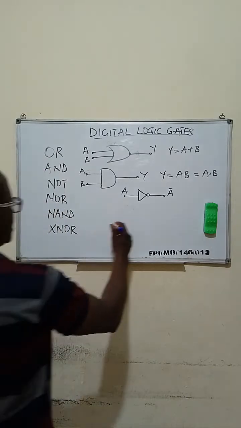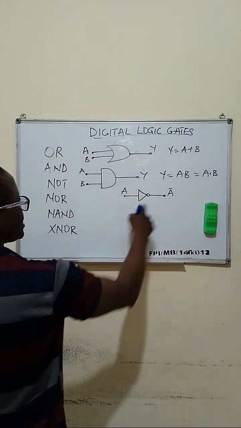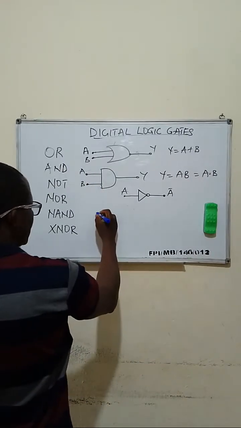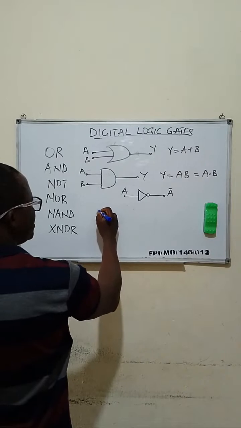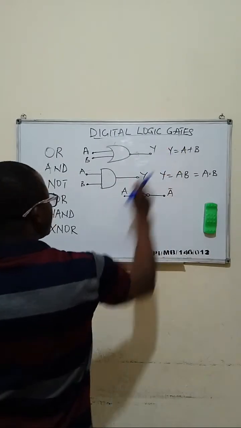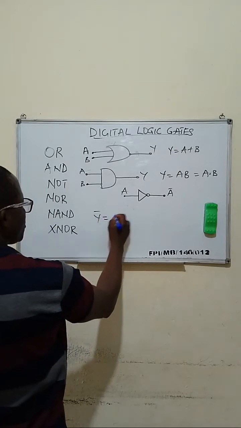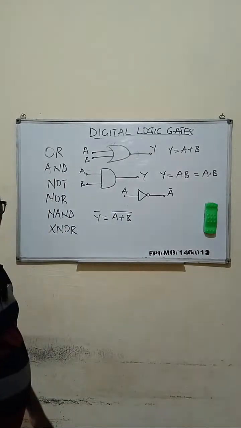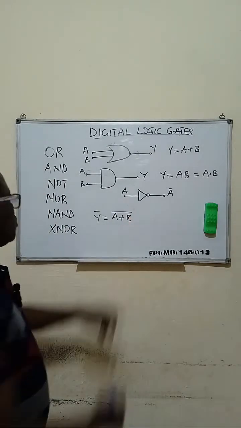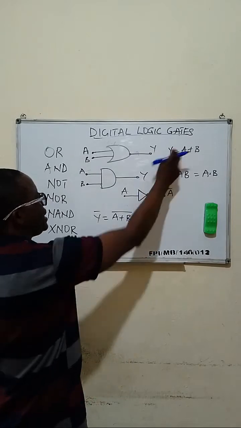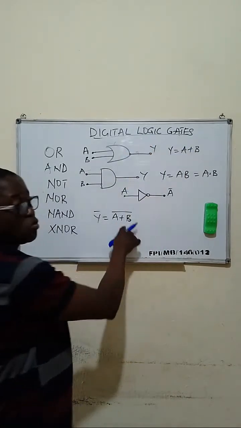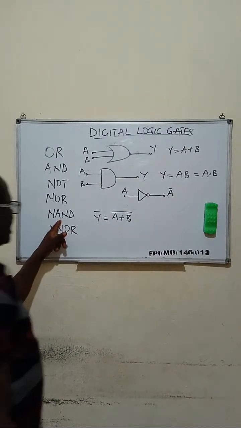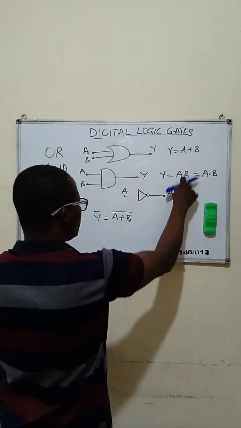Okay. Now the NOR gate is an inversion of the OR gate. So the NOR gate can be represented like this. If this is the OR gate, then the NOR gate will be Y bar, which is equal to A plus B all bar. That is inversion. When we are supposed to have a high at the OR gate, we are going to have a low at the NOR gate. Similarly, NAND circuits, the NAND gate is an inversion of the AND gate.